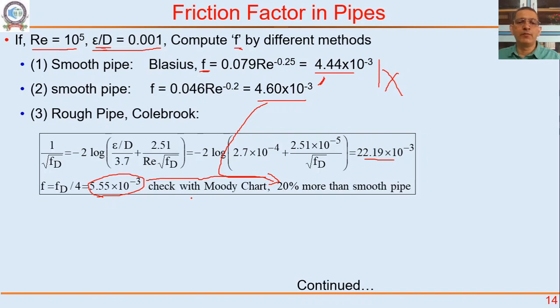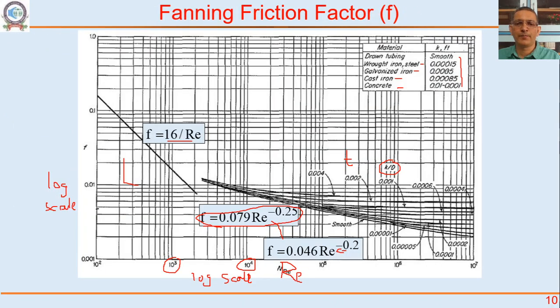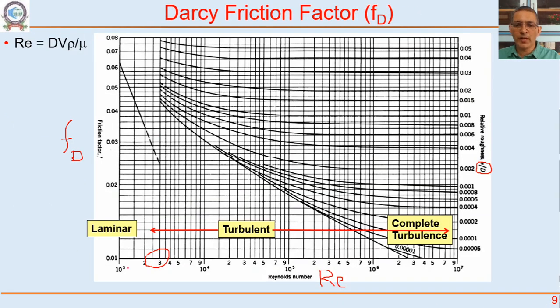If you just want to check with the chart, these charts are called Moody charts, after the person who drew them for the first time. Okay, let's say Reynolds number is 10 raised to 5, epsilon by D is 0.001. Let's look at the Darcy friction factor chart. This is 10 raised to 4, this is 10 raised to 5. And epsilon by D is 0.001. That is here, this point.